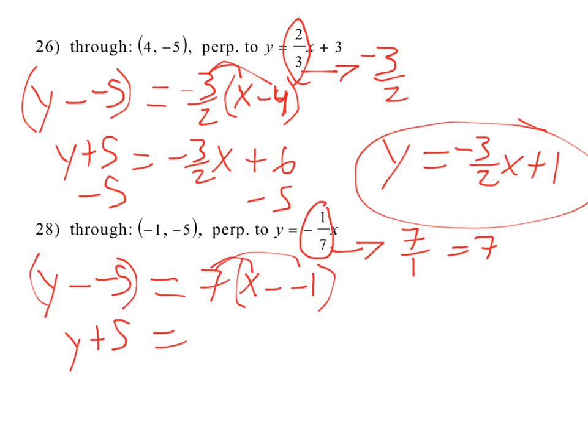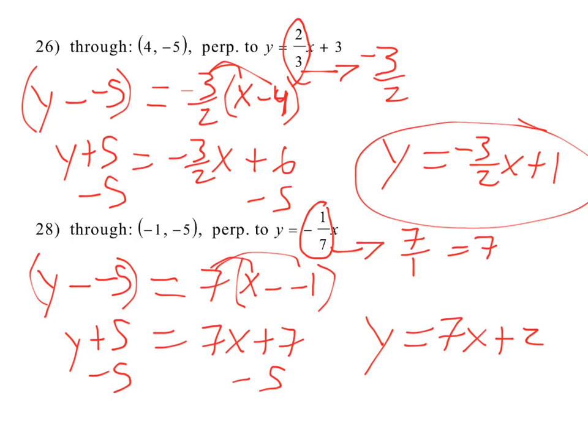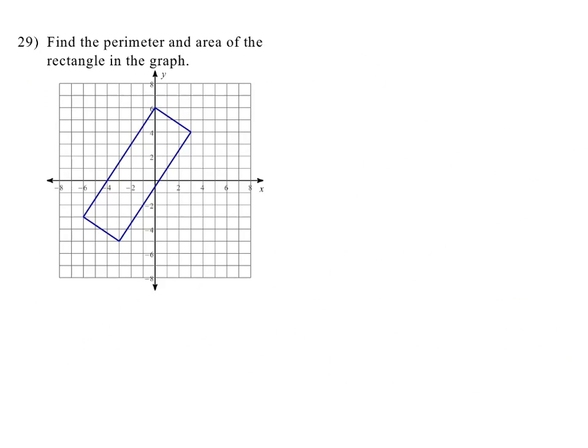Distributing your 7 through, you can get 7x. And then plus 7, because negative times negative is positive. And now we need to get y by itself, so we'll subtract 5 from both sides. We'll get y equals 7x plus 2. And that's it for this section.